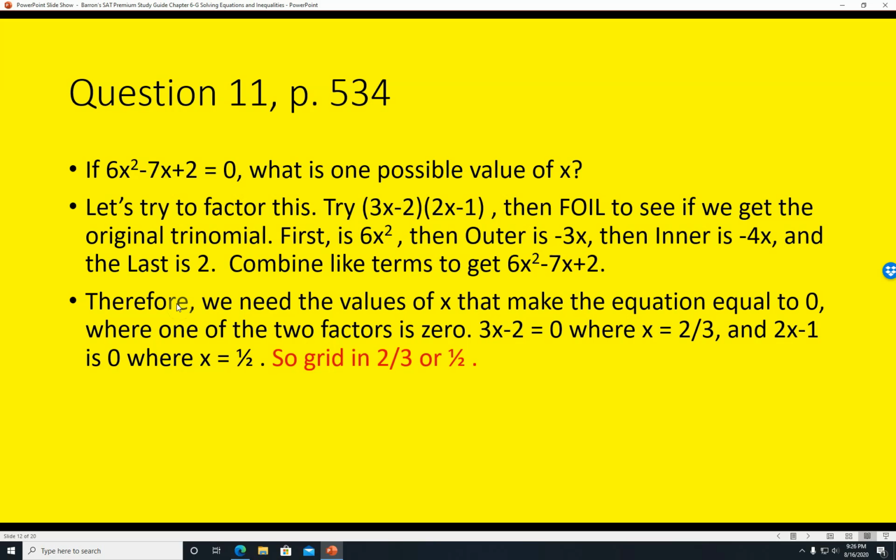Awesome, it works. Therefore, we need the values that make the equation equal to 0, where one of the two factors is 0. So 3x minus 2 equals 0 where x is equal to 2/3, and 2x minus 1 is equal to 0 where x equals 1/2, because 2 times 1/2 is 1, 1 minus 1 is 0. Just like this one, 3 times 2/3 is 2, minus 2 is 0. So you can grid in either 2/3 or 1/2, doesn't matter which one you do. Yeah, you could grid in the decimal if you want to, but why?